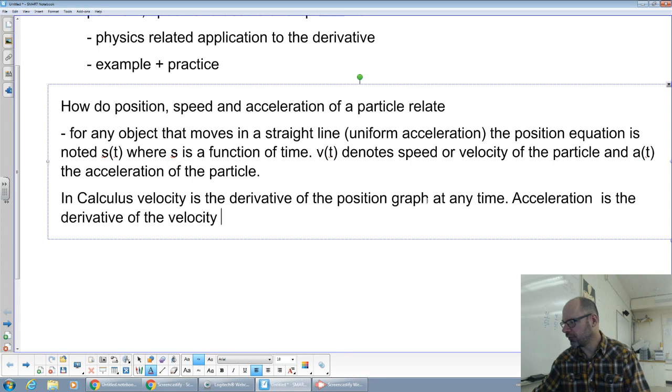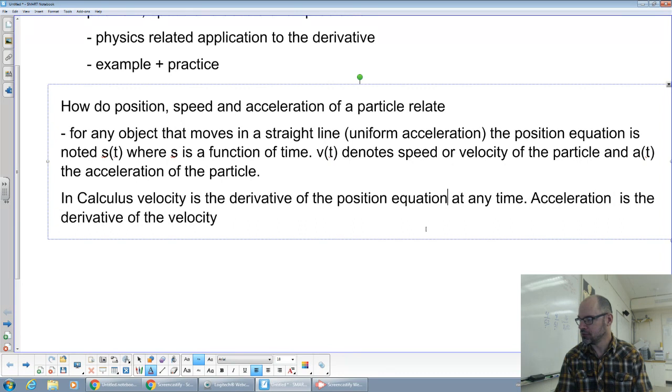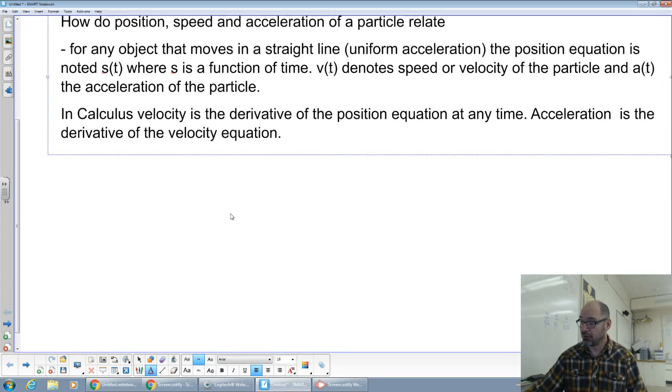Of the position, I guess not graph, we should say of the position equation at any time. And acceleration is the derivative of the velocity equation at any time. Okay, that comes from the graphic. So if we write that out calculus-wise, it looks like this.